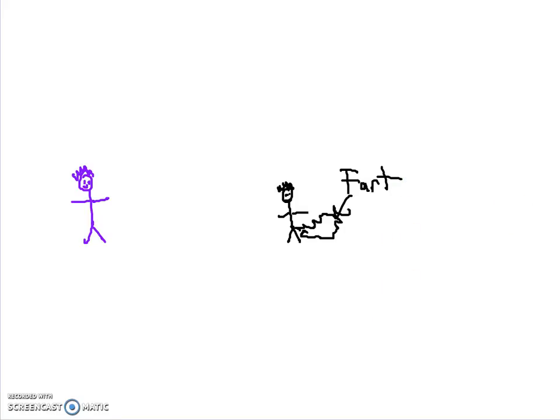So let's also talk about diffusion. So let's say you're standing in a room, okay? That's you. And then someone else is standing on the other side of the room. Okay, and they had a lot of beans, so they fart. That's a fart. Okay, now let's zoom in to this fart.